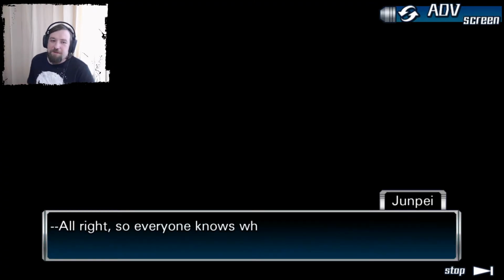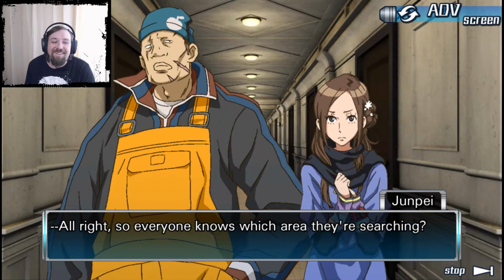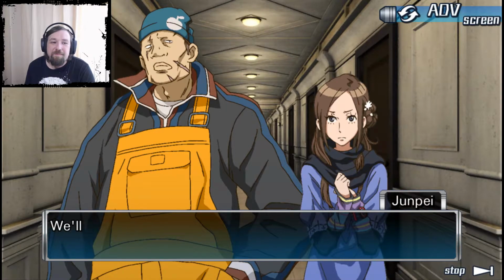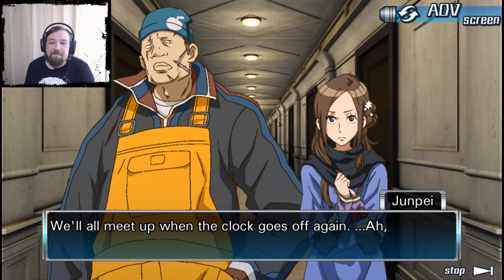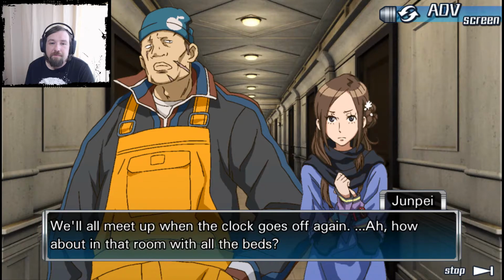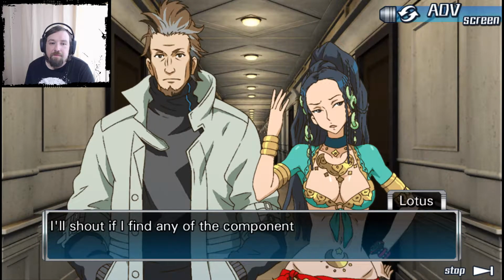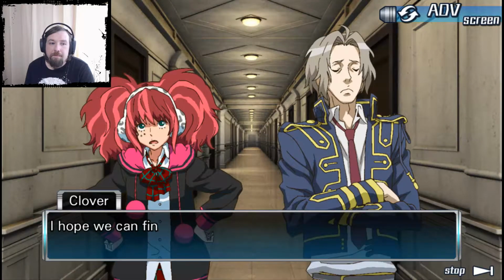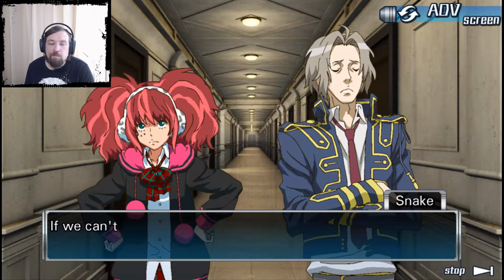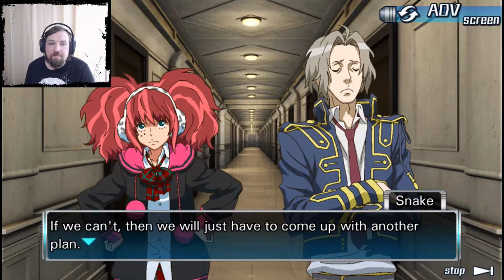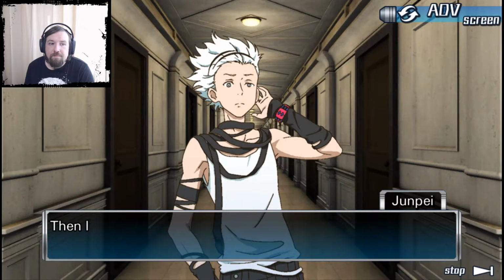All right. I don't want everyone to know which area they're searching anymore. Yes. We'll all meet up when the clock goes off again. How about in that room with all the beds? Yeah. Sounds straightforward enough. I'll shout if I find any of the components we need. I hope we can find them within the time limit. If we can't, then we'll just have to come up with another plan. Right. Then let's do this.